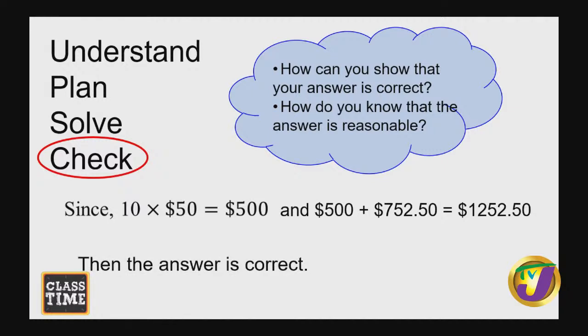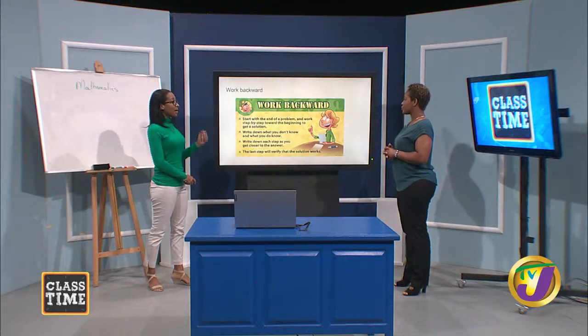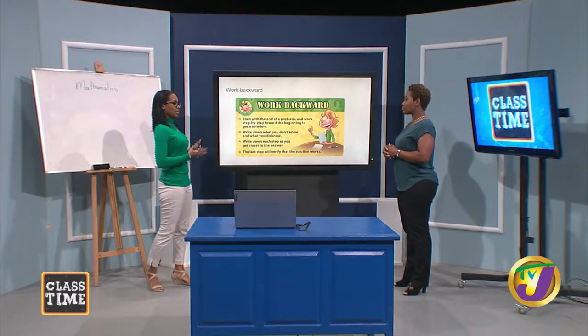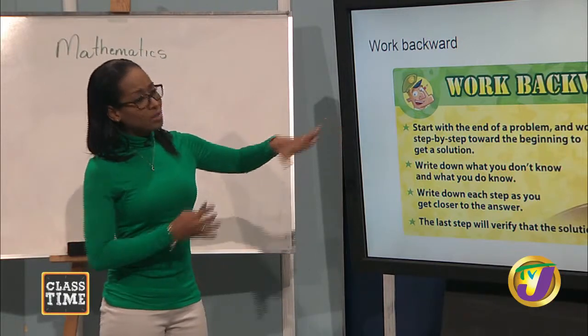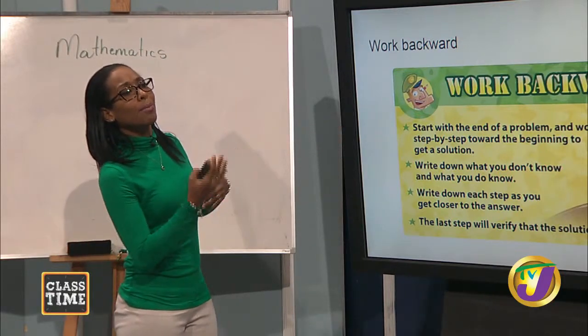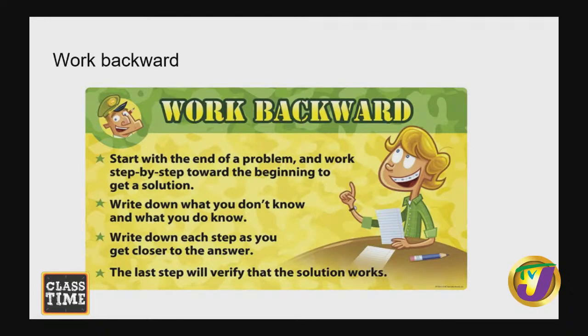Simple. So we solved Juna's problem. Now Junior can go to the farm store and buy his 10 trays, just like that. Exactly. And remember, I shared that I was working it backward, right? So this is what is entailed in working backward. One, start with the end of a problem and work step by step, which is what we did, toward the beginning to get a solution.